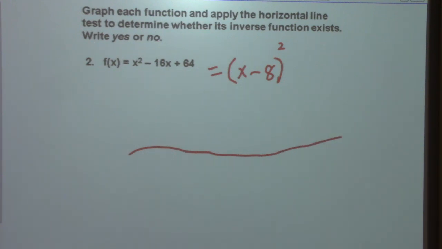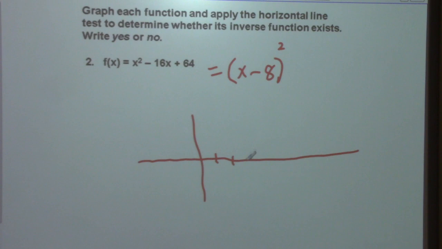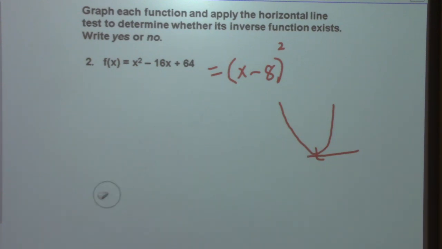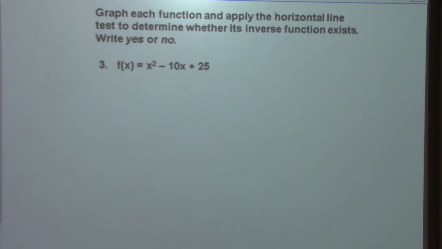We're going to talk more about graphical transformations starting next week. So again, you're shifting the parabola 8 units to the right. It's just the same thing, so it'll be the same answer: fails the horizontal line test. This one here, 3, is it the same thing? Yeah, same type of thing.